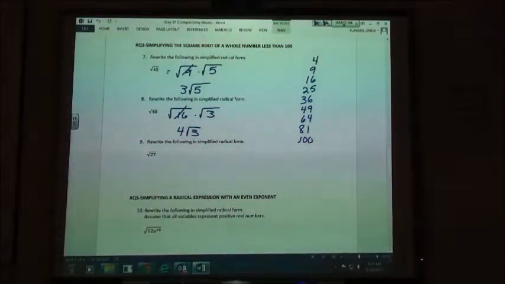So it's always nice to have that little list of your perfect squares handy, so when you're looking at which factor do I want to use, if I'm kind of stuck, I can just work my way up my list and say, oh, which one works here?